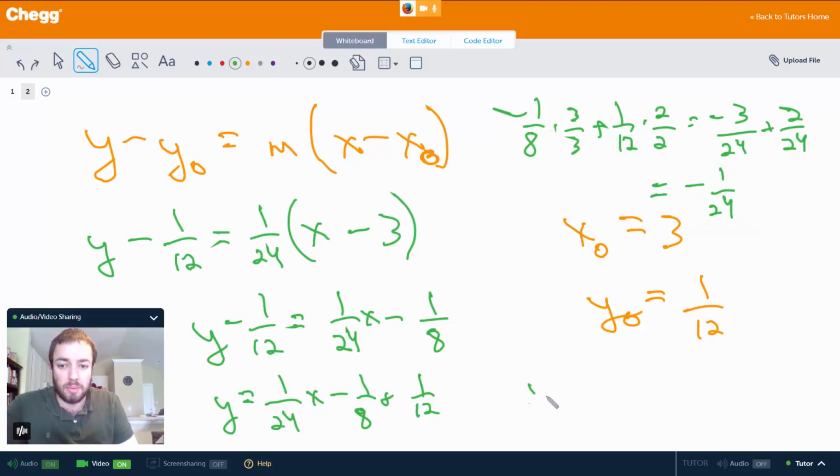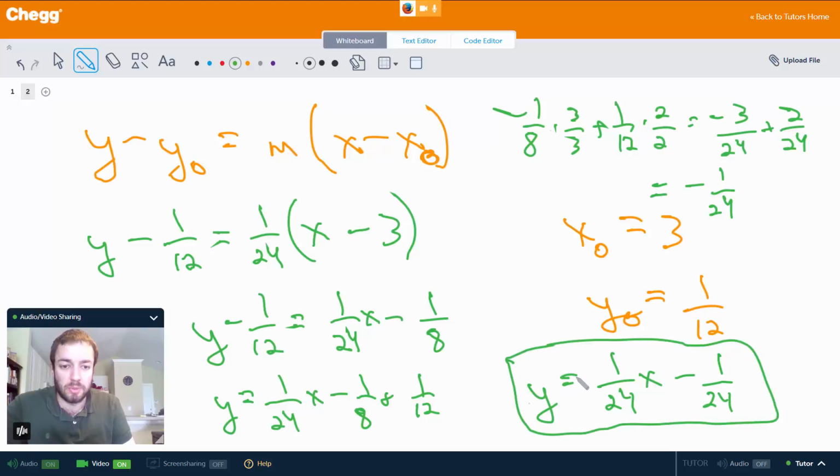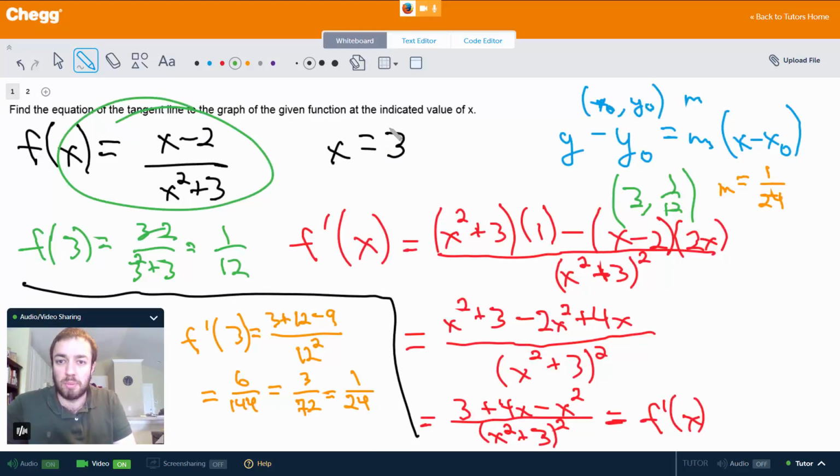So then what we end up with is y equals 1 over 24 times x, and then remember, minus 1/8 plus 1/12 is minus 1 over 24. Okay, so if we want, we can factor out the 1 over 24 and multiply it by the quantity x minus 1, but no real reason to. And mx plus b form is really a good form to have, just because we can identify the slope and the y-intercept right away. So anyway, this is the equation of the tangent line to the graph of this function at the point where x equals 3.